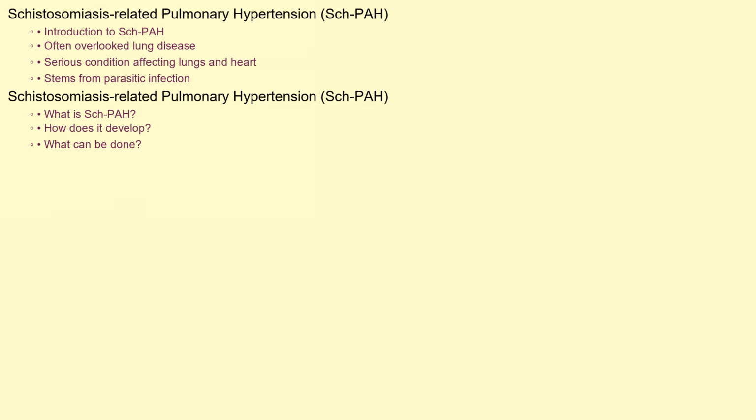Hello and welcome. Today we're diving deep into a specific and often overlooked lung disease, schistosomiasis-related pulmonary hypertension, or SHPH. This is a serious condition that affects the lungs and heart, stemming from a parasitic infection. We'll explore what it is, how it develops, and what can be done about it.